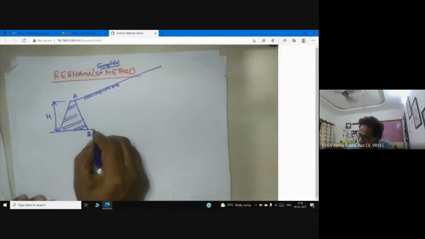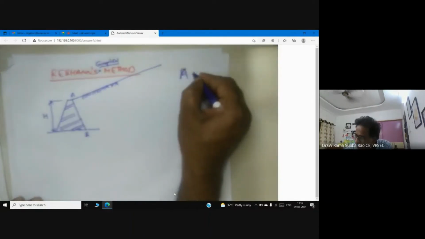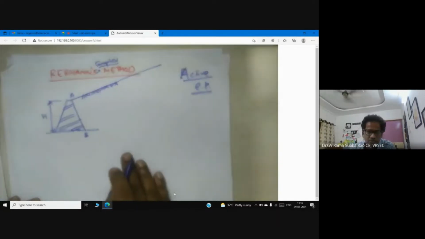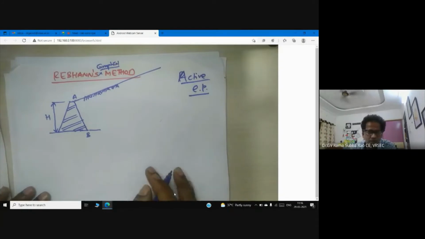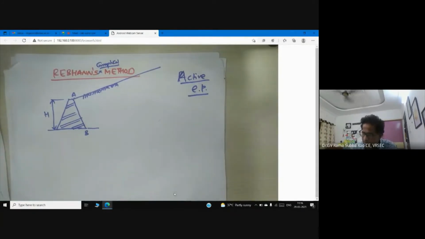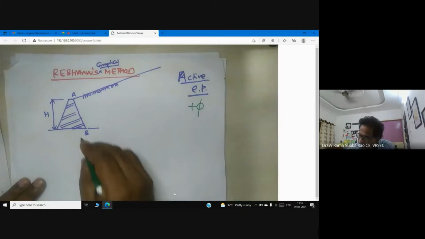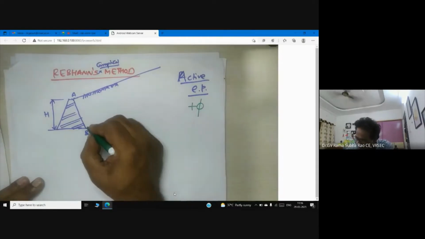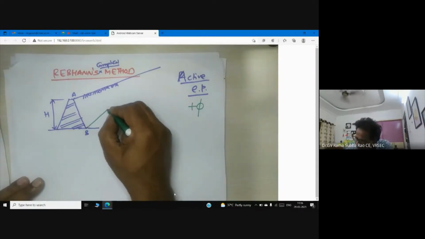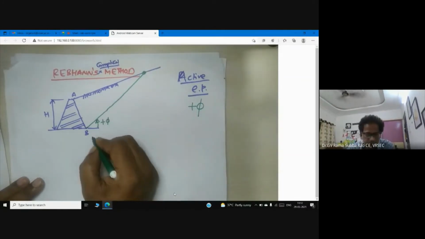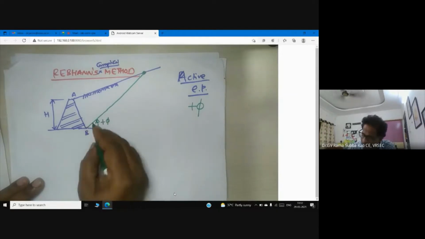So now can anyone tell me? I am discussing the active case, active earth pressure. My intention is to determine the active force. So what do I have to do now? Either I have to go for +φ or -φ. In case of active, +φ. Draw a line with an angle +φ. So we are getting more practice now. This is +φ, in a counterclockwise, anti-clockwise direction.